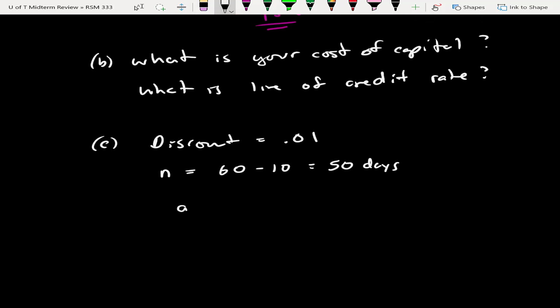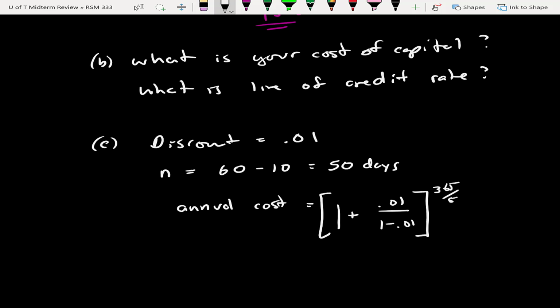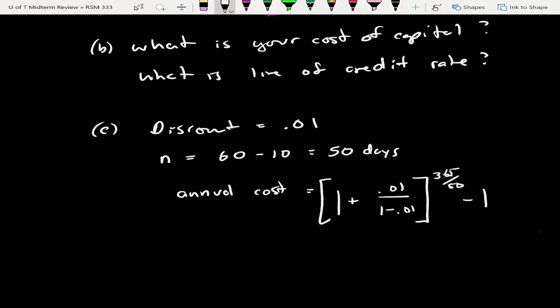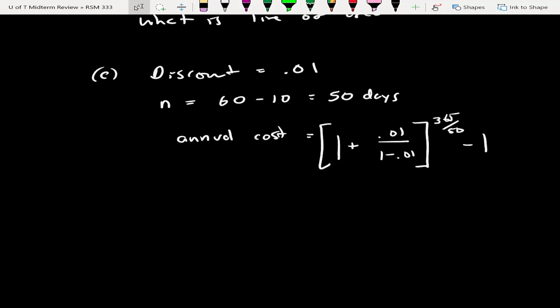So the annual cost is equal to (1 plus 0.01 divided by 1 minus 0.01) to the power of 365 over 50, minus 1. And that works out to a much lower rate of 7.6%. So this is a much lower rate.